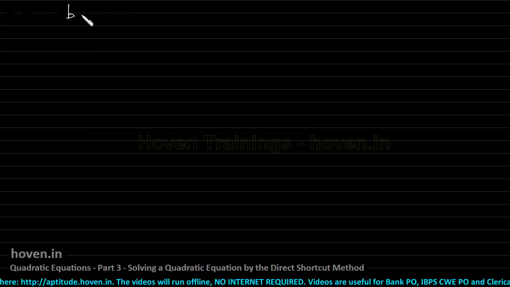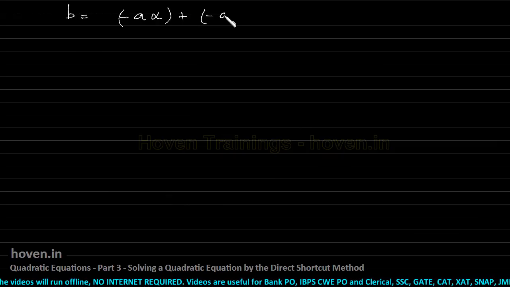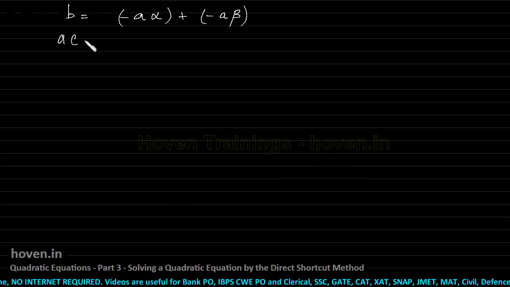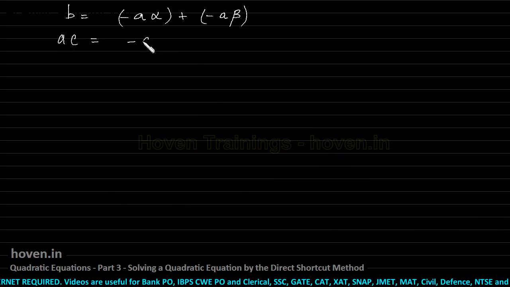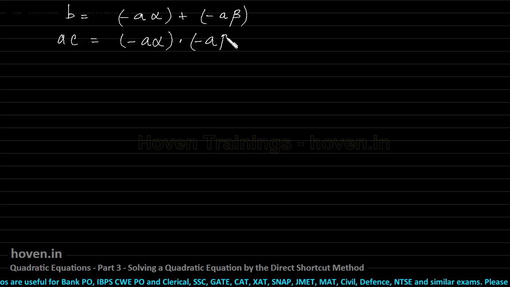So I have with me B is equal to minus A alpha plus minus A beta. And I have AC is equal to minus A alpha into minus A beta. This is what I have so far.